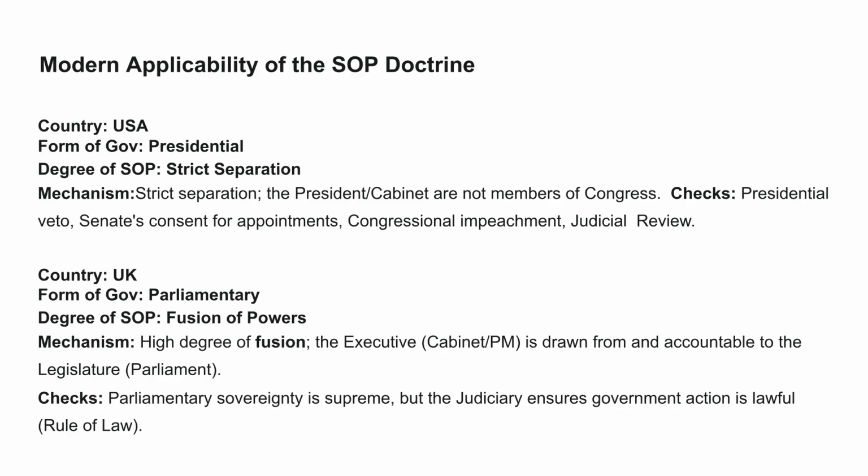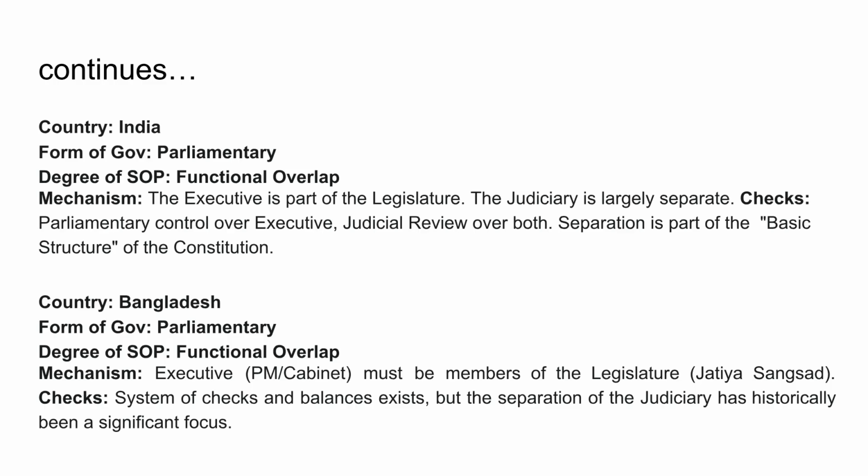In modern applicability, the USA utilizes a presidential, strict separation model with mechanisms like the presidential veto. In contrast, the UK uses a parliamentary fusion of powers model, where the executive is drawn from the legislature. India and Bangladesh follow a parliamentary system with functional overlap.